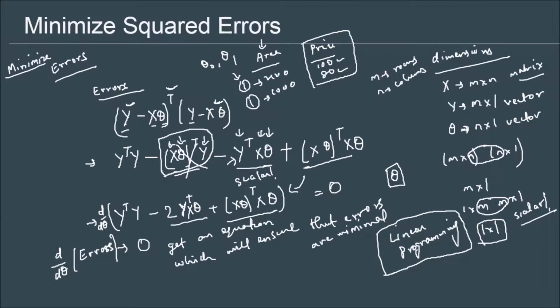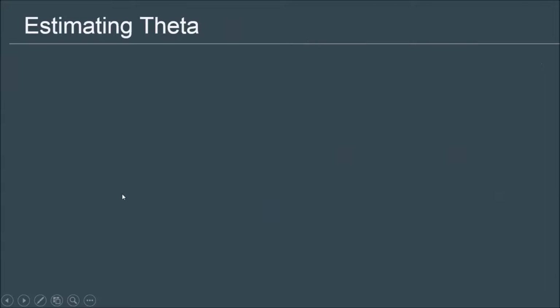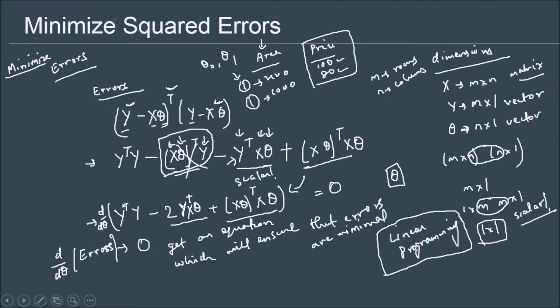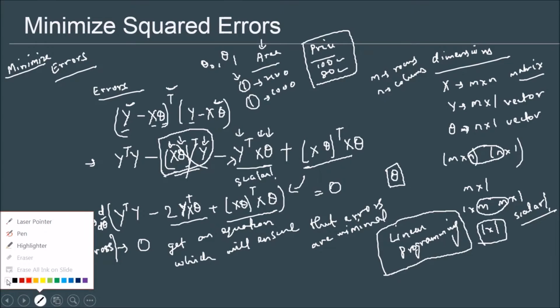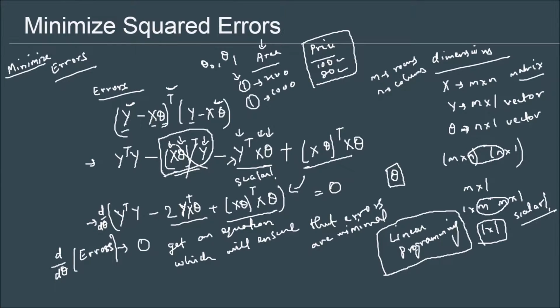Alright, so let's rewrite the error term as y transpose y minus 2y x theta. Again, this term can go off and this can be doubled since these are the same terms. So y transpose x theta plus x theta transpose x theta, right?